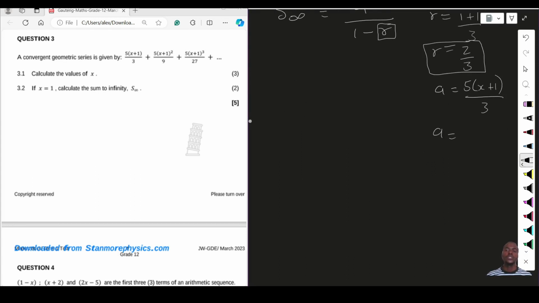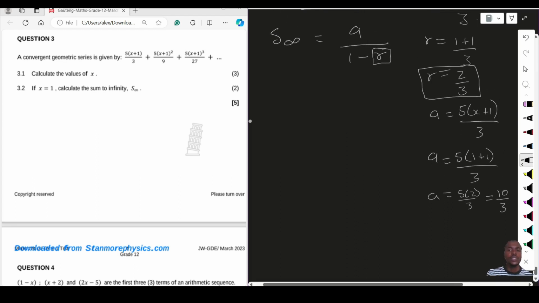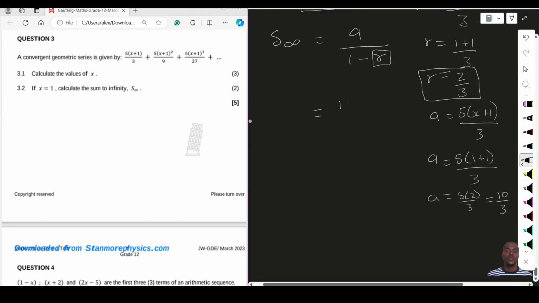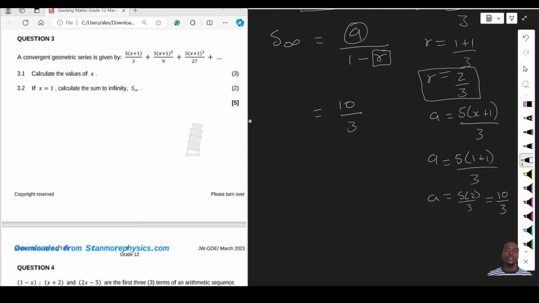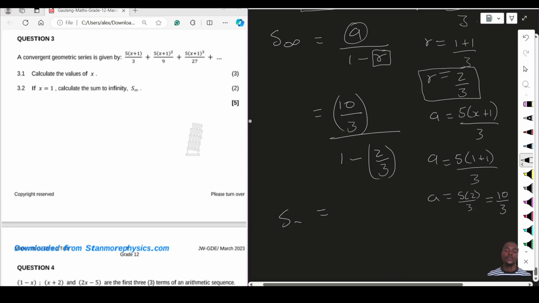You again substitute x is equal to 1. So we're going to say 5 times (1 plus 1) all over 3. This is equal to 5 times 2 all over 3, which is 10 all over 3. This is your a. So then you can substitute that and say a is equal to 10 all over 3, divided by 1 minus r. R we got 2 all over 3. In your calculators, put brackets so that it's not giving you the wrong answer. So the sum to infinity, you should get 10 when you put this in the calculator.